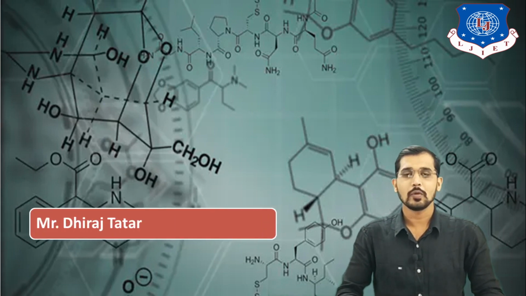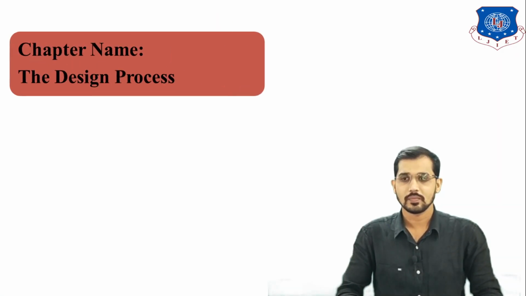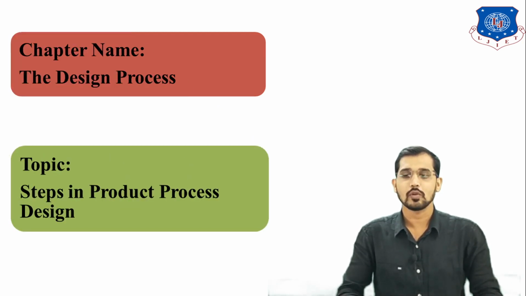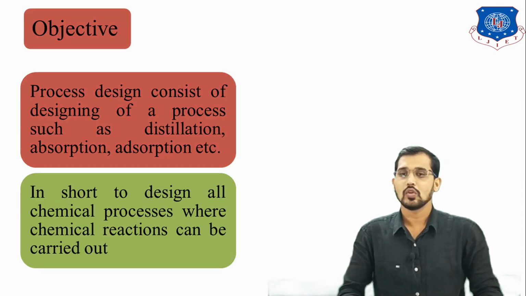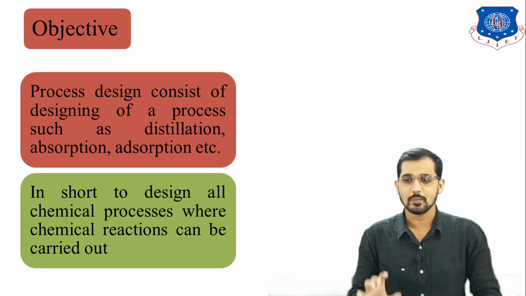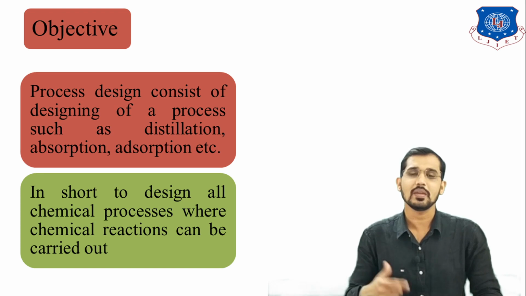In this lecture, I am going to start a new topic of computer-aided process synthesis. So let's start. The chapter name is the design process and the topic is steps in a product process design. To simulate any process, you should know the steps involved in that process. So the objective of this topic is: process design consists of designing processes such as distillation, absorption, adsorption. In short, I can say, to design all chemical processes where chemical reactions can be carried out.